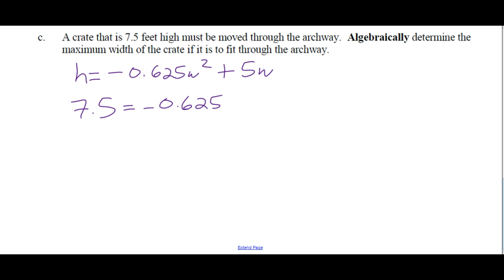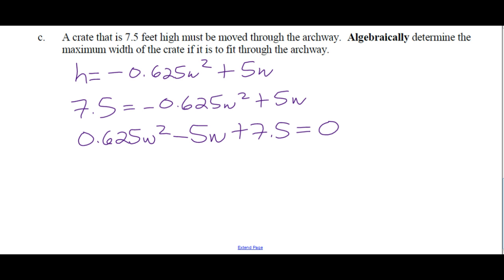2. Okay, so we have an expression: h equals negative 0.625 w squared plus 5w. I want h to be 7.5. We're going to do this algebraically. So we're going to move the right side over to the left side to give me a positive w squared. So 0.625 w squared minus 5w, because that comes over, plus 7.5 equals 0.